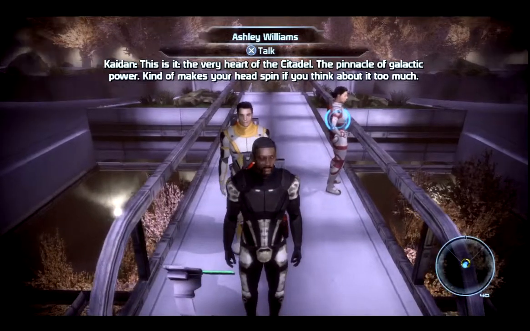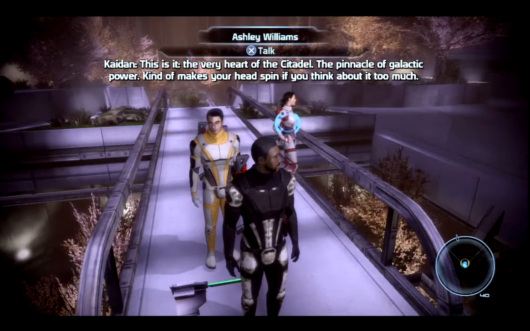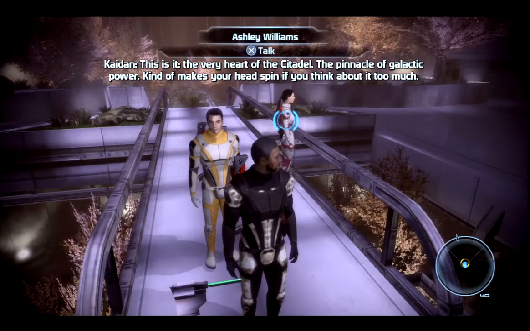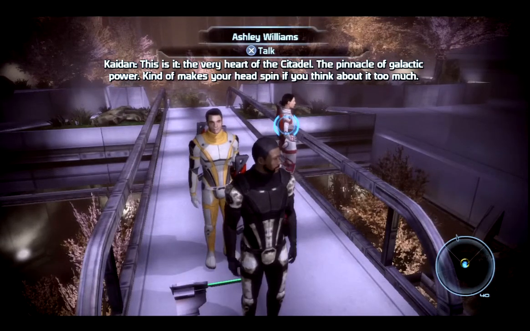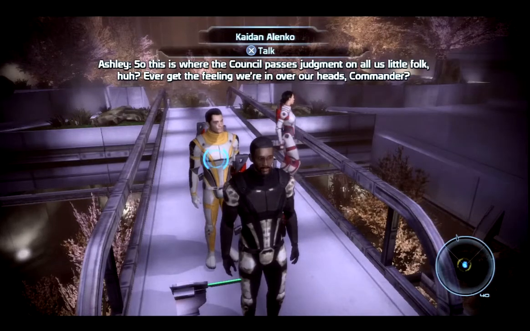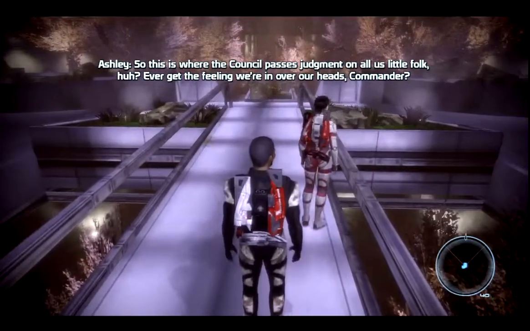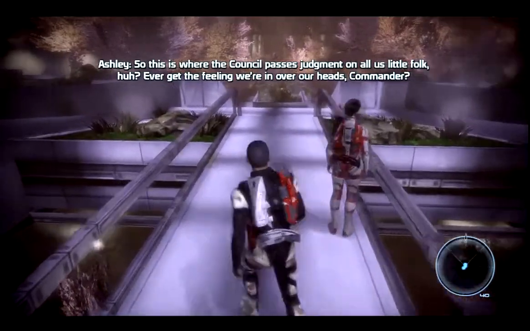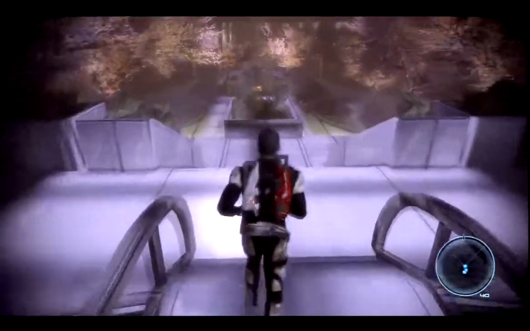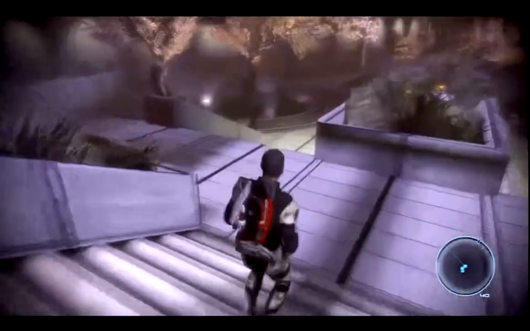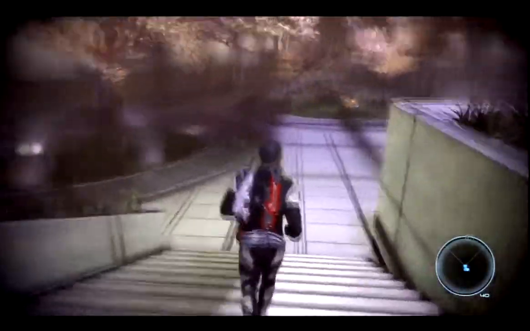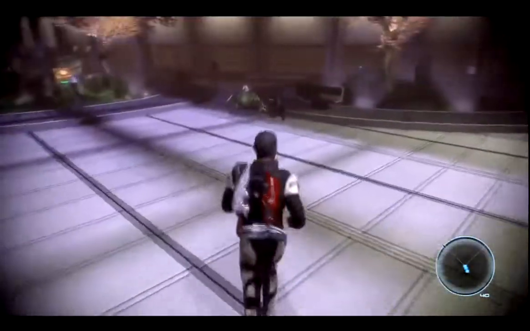This is it. The very heart of the Citadel. The pinnacle of galactic power. Kinda makes your head spin if you think about it too much. What about you, Ashley? So, this is where the Council passes judgment on all us little folk, huh? Ever get the feeling we're in over our heads, Commander? Perhaps we are. Alright, there's just a couple more things I want to do up here.